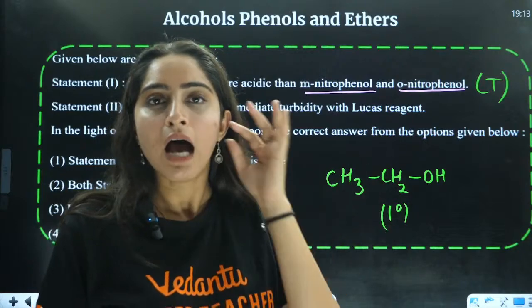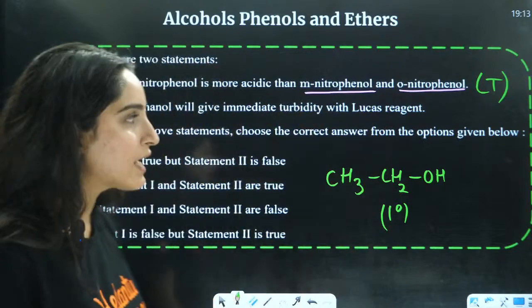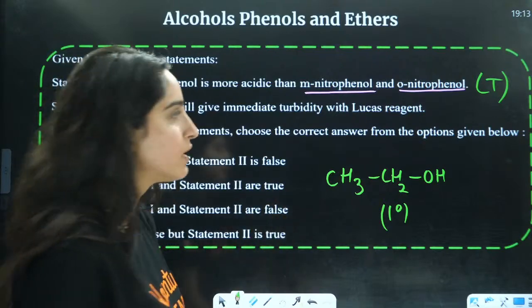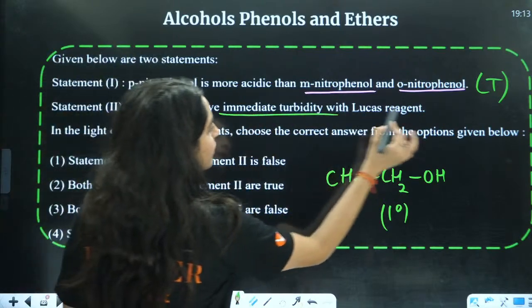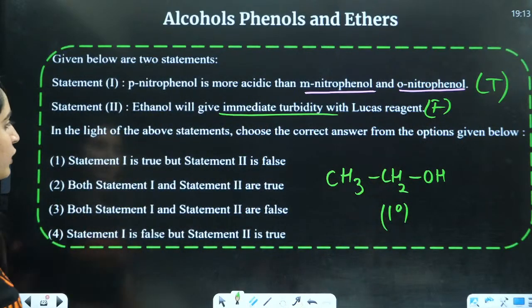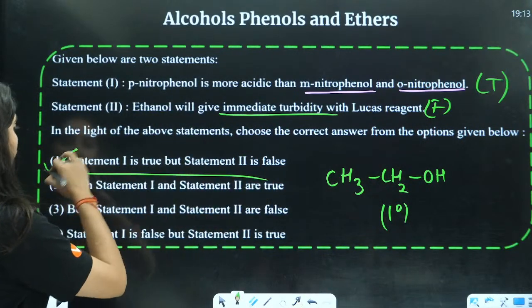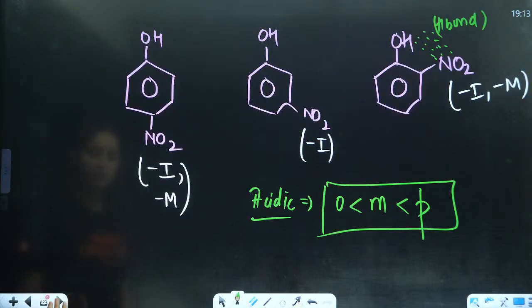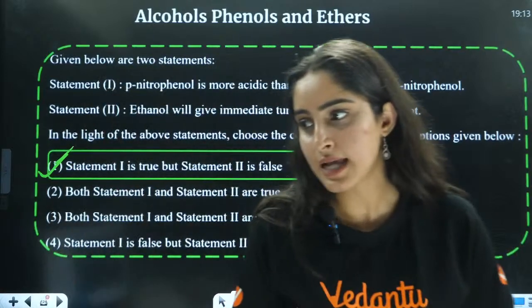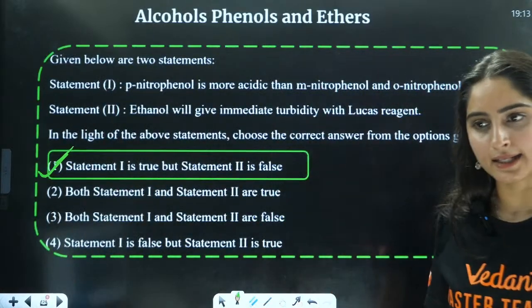It is like, I don't want to go with you. I will only show turbidity if you give me so much heat. That is why saying immediate turbidity is false. So the answer is: statement 1 is true, but the second is false. So the first is the correct statement. A is the correct answer.